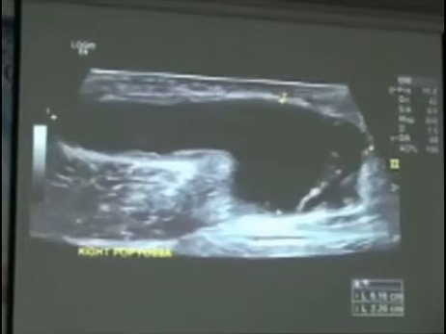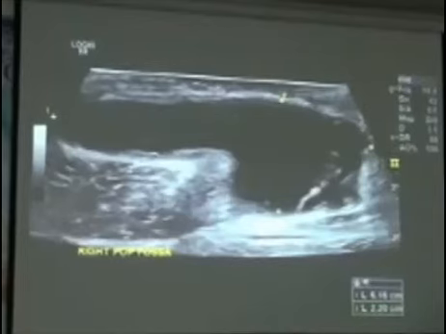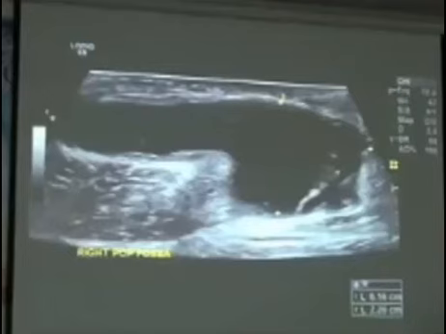And the reason for that is that the pH of this fluid within the Baker's cyst is different to the muscle. So when this fluid comes in contact with the muscle, it actually undergoes a myositis. So that is why it becomes so sore.